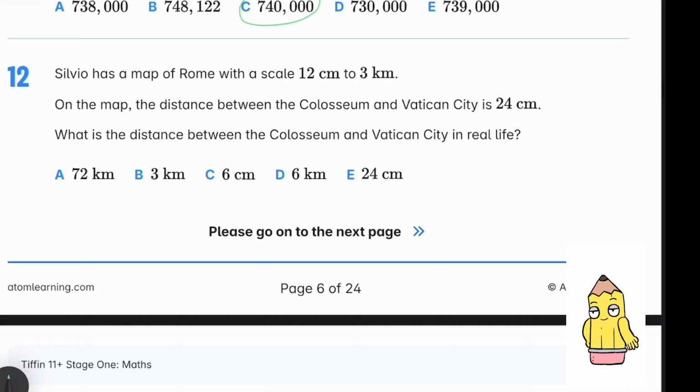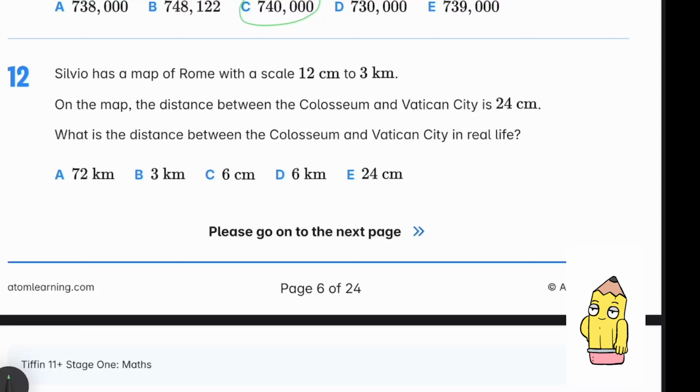Question 12. Silvio has a map of Rome with a scale of 12 centimeters to 3 kilometers. On the map, the distance between the Colosseum and Vatican City is 24 centimeters. What is the distance between the Colosseum and Vatican City in real life?